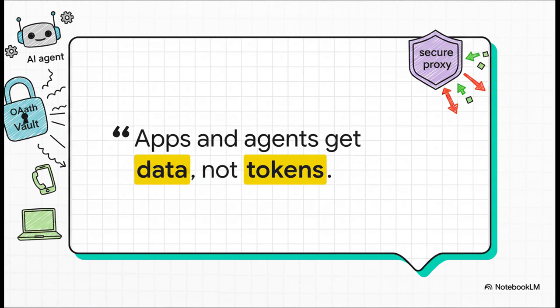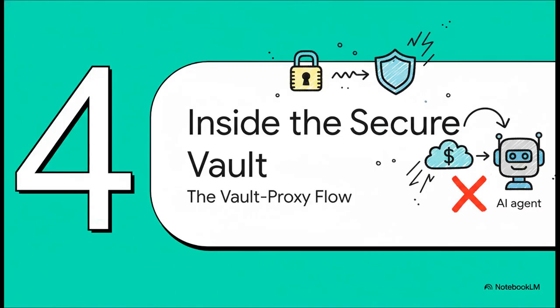Apps and agents get data, not tokens. Think about it. Your app gets the result of what the token can do, but not the powerful token itself. It's like it doesn't need the key to the house. It just needs the groceries that were brought out from inside. Okay, so that sounds great in theory, but how does it actually work?